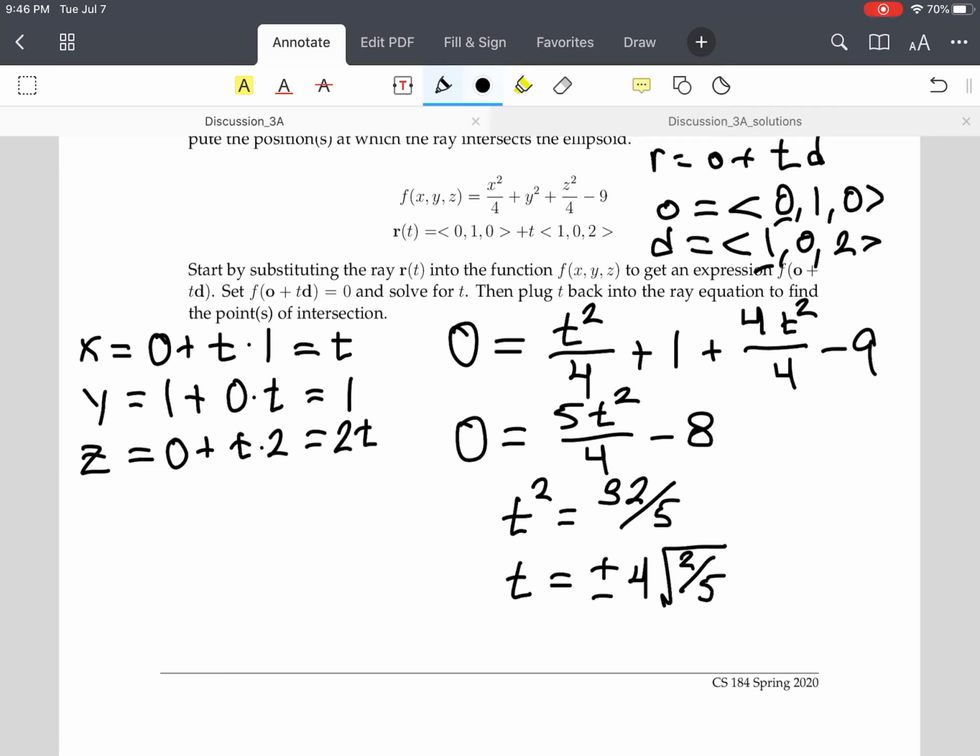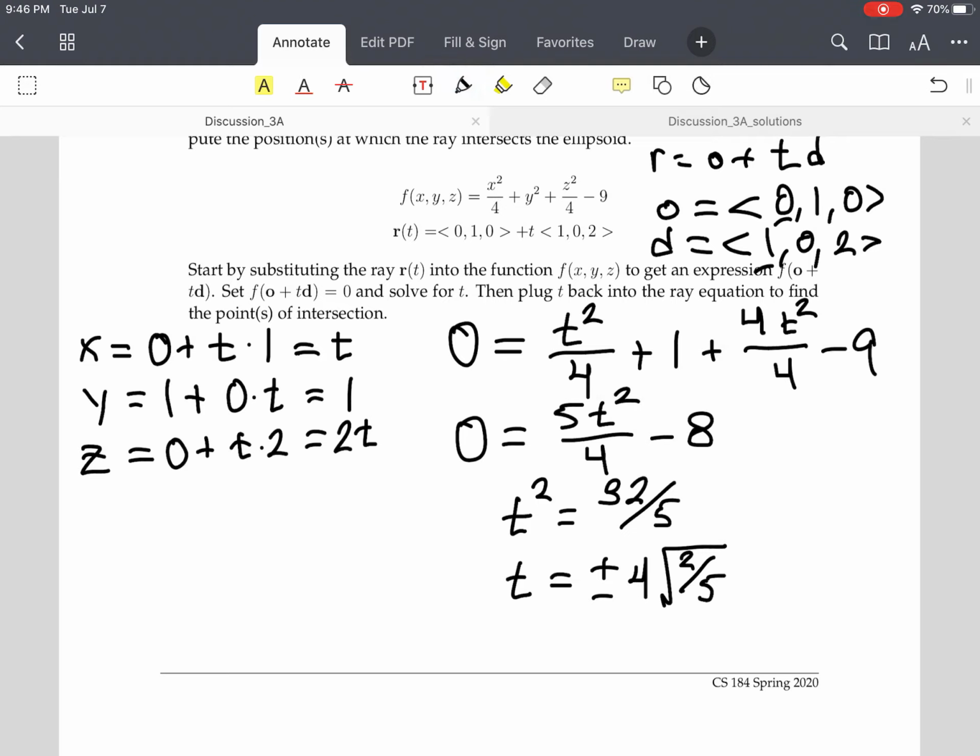Okay, so we took the ray equation, split it up into its x, y, and z components, plugged each of those into the ellipse equation, and then now we got this t. So we have a plus and a minus t. Now remember, earlier we talked about what a minus t means. It means it's behind the origin of the ray. So that's not a valid intersection. So we can just, in this case, throw the negative t completely out. And the only t we care about is positive 4 times the square root of 2/5, right?